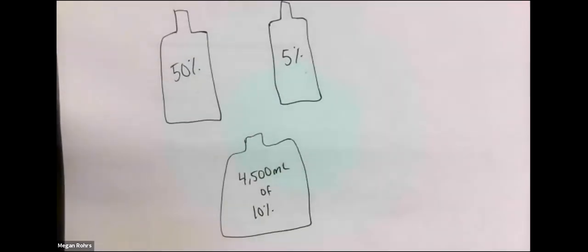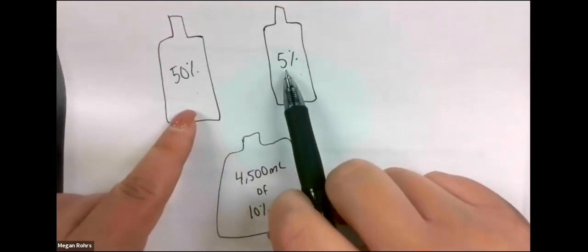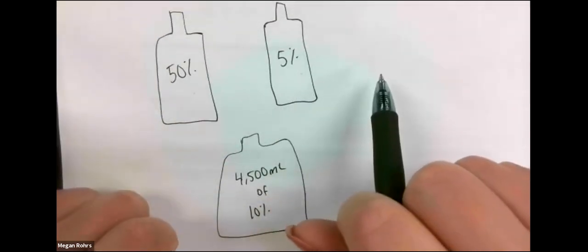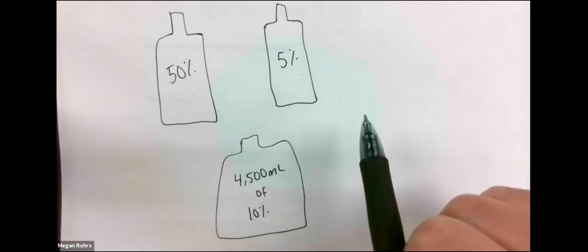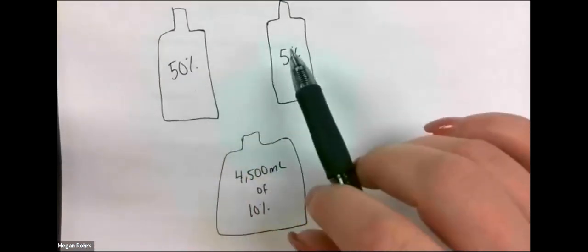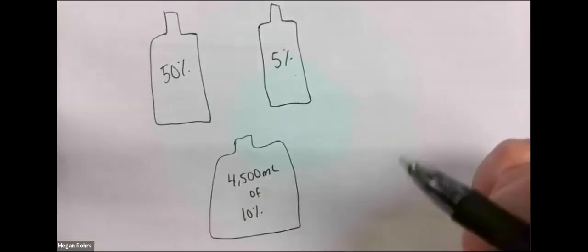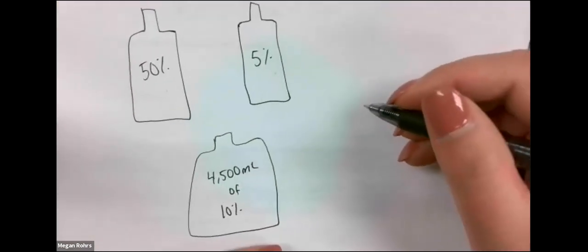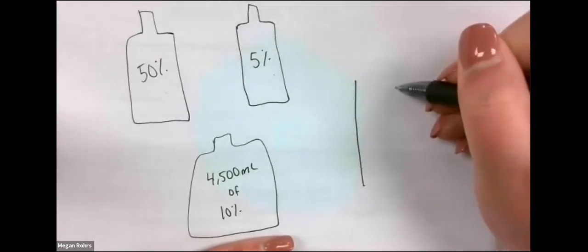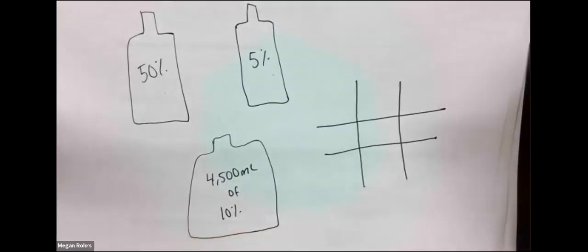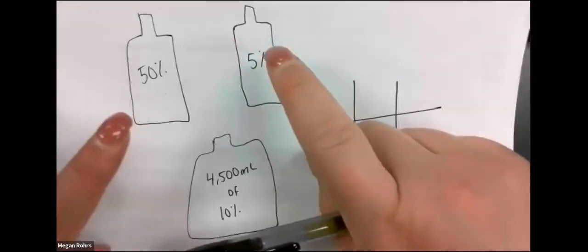What we could never do is combine these together to make a percentage that would be higher than 50, or combine these together to make anything lower than 5, because that just would not make sense based on how much active ingredient is in each one of these, okay? So let's start with our problem here. We always start with a tic-tac-toe board here. So you only use this method when you have two strengths and you're trying to make a third one, okay?